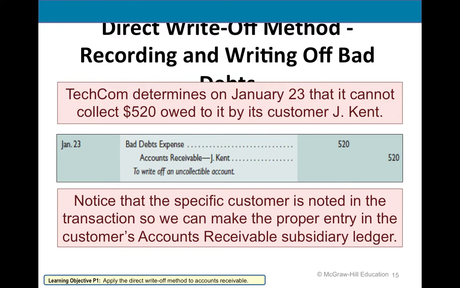The direct write-off method, like it says here, says exactly this. This person, Mr. Kent here, owed us some money, didn't pay us for whatever reason. Just, again, straightforward. It goes to a new expense account called bad debt expense, and you credit receivables to remove Mr. Kent's account because, well, we know we're not going to get paid for it.